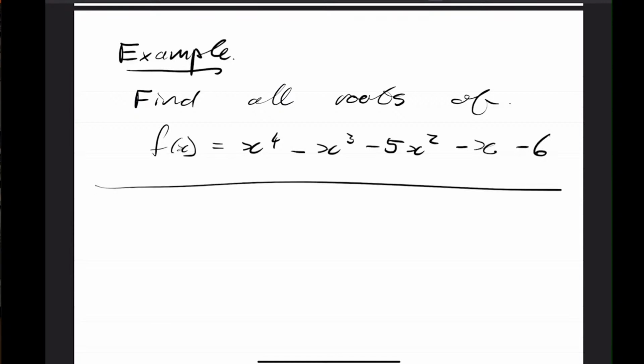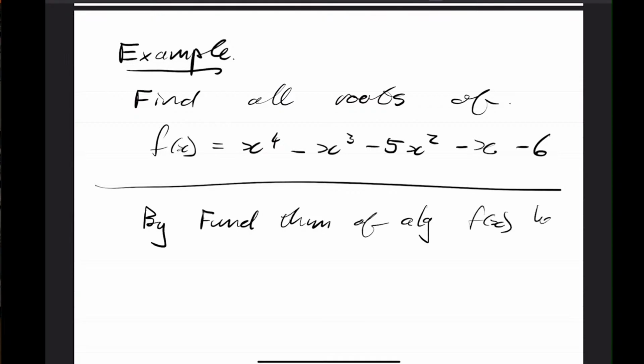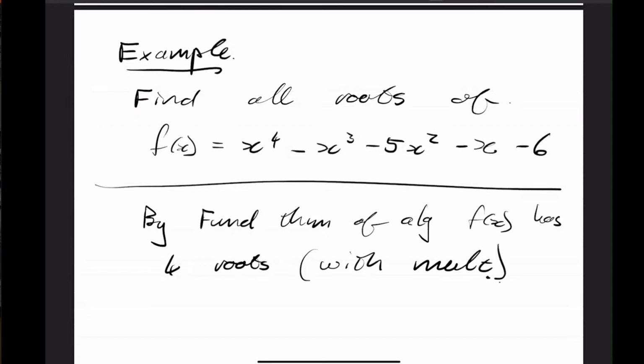Okay, so firstly, let's take a look at the degree of the polynomial. The degree of the polynomial is 4. So by the fundamental theorem of algebra, we're looking for 4 roots counted with multiplicity. By the fundamental theorem of algebra, f(x) has 4 roots counted with multiplicity. So some of the roots can be repeated.